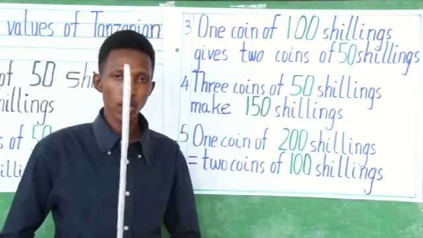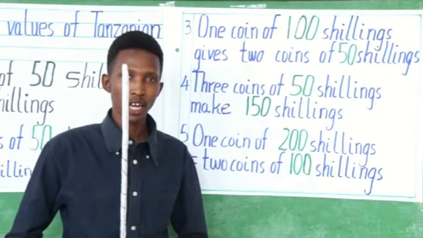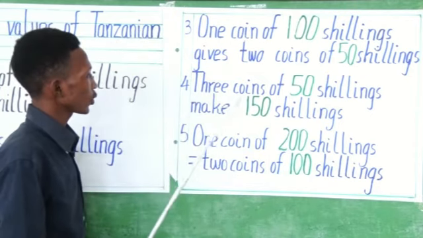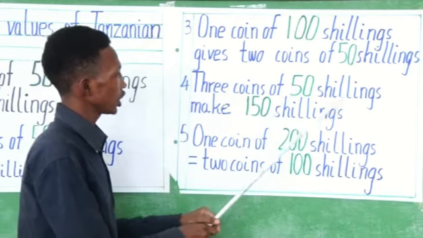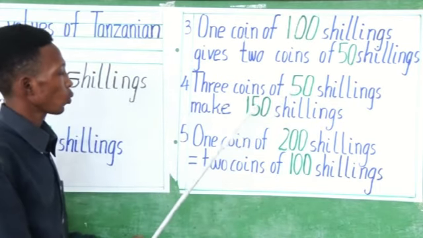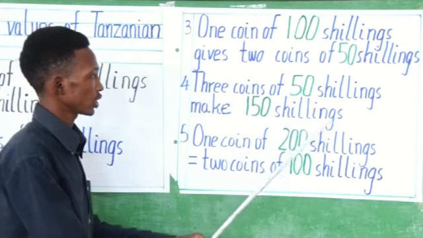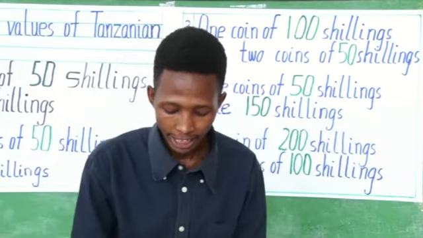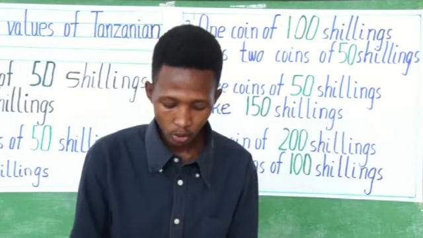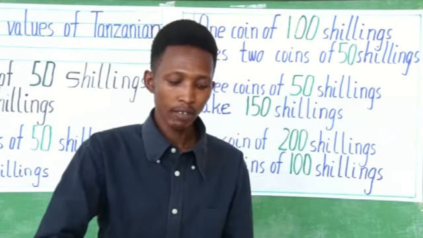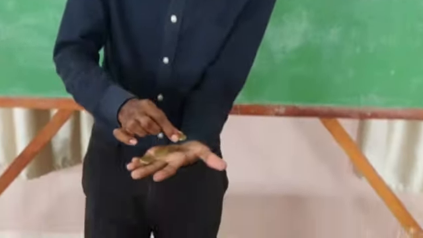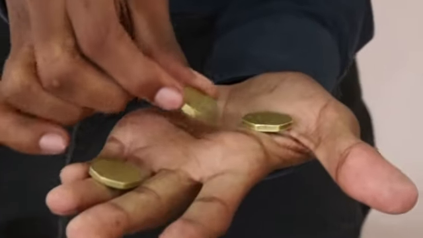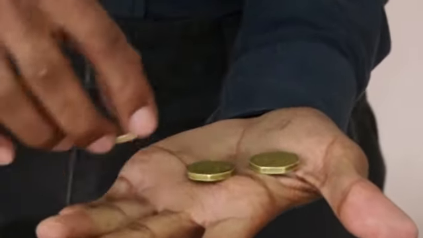I hope that you understand. Let's go together to another example. 3 coins of 50 shillings make 150 shillings. So this means when you take 3 coins of 50, this is the first coin, as you see there. The first coin of 50 shillings, the second one, and the third one.